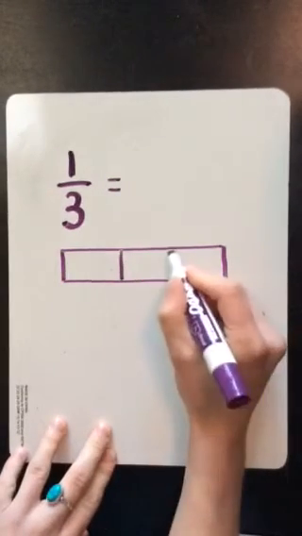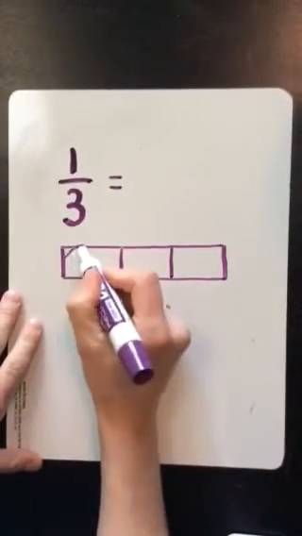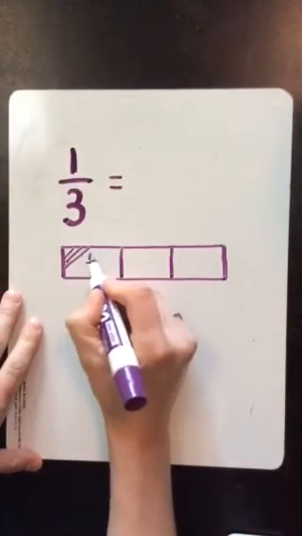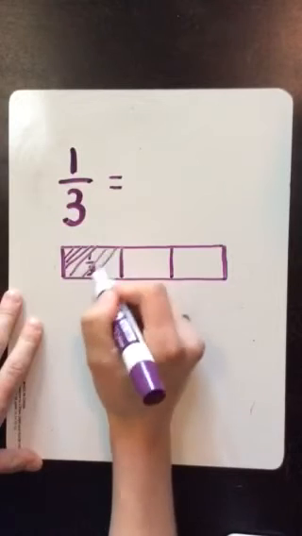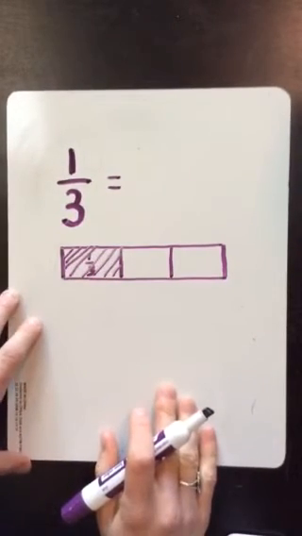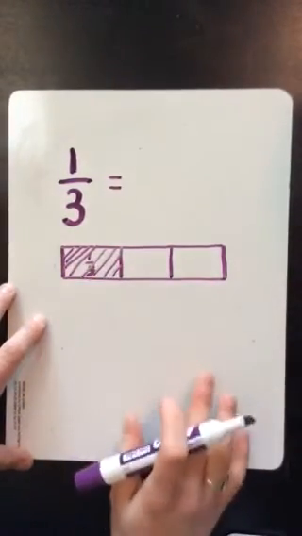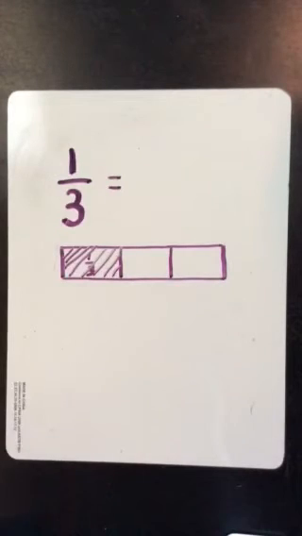You should have something that looks like this. Is that what yours looks like? Great, because I have 1 shaded of 3 total parts. Now, like we did in the previous example, how could we find an equivalent fraction to this? I want you to go ahead and show that.